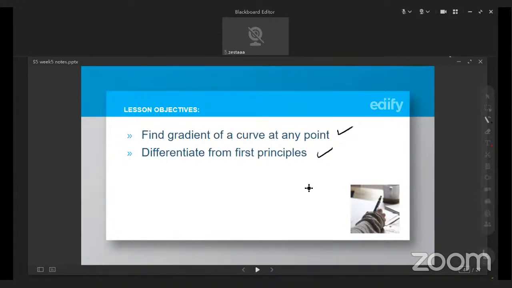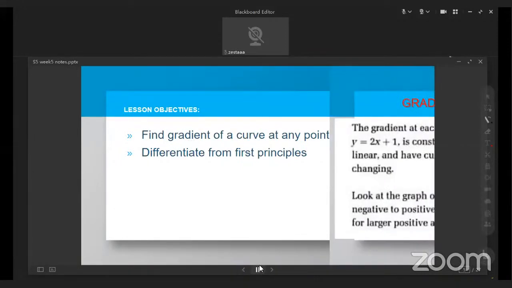Now, when we talk about differentiation, we are going to understand that as long as we get this, it all starts with the gradient of a curve, okay? That's where it all starts from, the gradient. It's the one that leads us into the other concepts of differentiation.